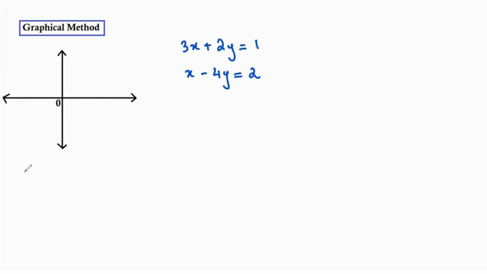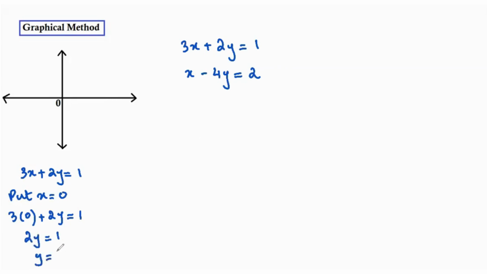So I'm going to start with the first equation, 3x plus 2y equals 1. I'm going to put x equals 0. So that's going to give me 3 times 0 plus 2y equals 1, 2y equals 1 and y equals 1 over 2. So one set of coordinates, let's call that A, is going to be 0 and 1 over 2. This is our y-intercept.